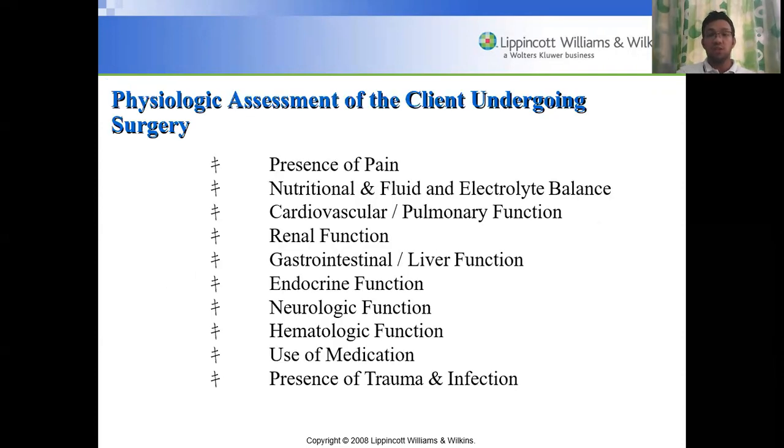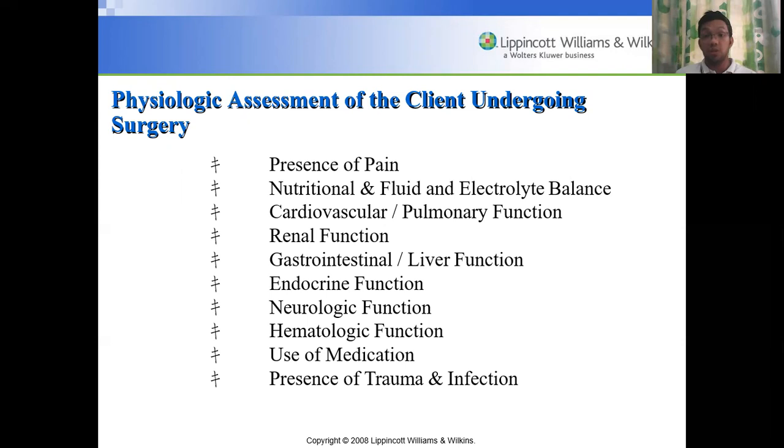So physiologic assessment of the client who will undergo the surgery, we need to assess for the presence of pain. Assess also the patient's nutritional and fluid and electrolyte balance, because if the patient is malnourished, they will have a hard time with wound healing after the surgery has been done.